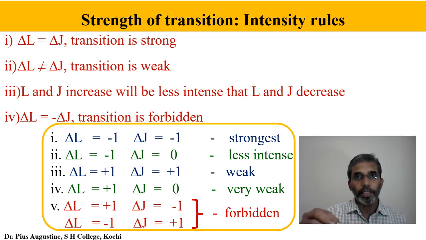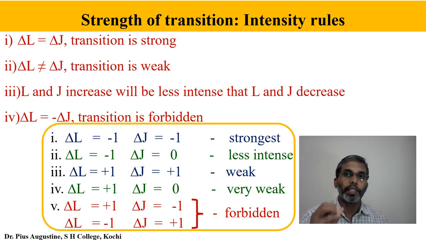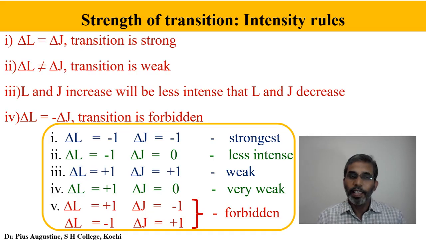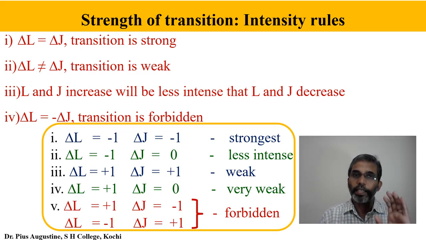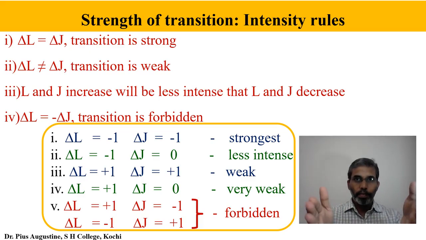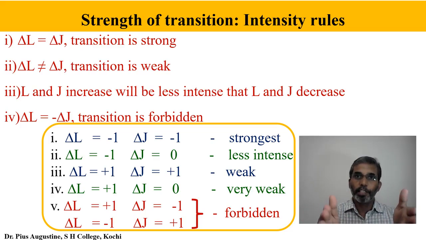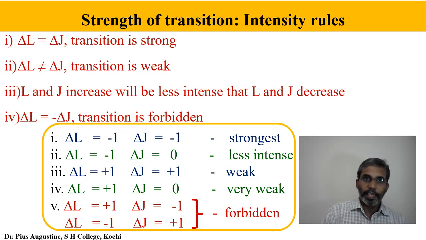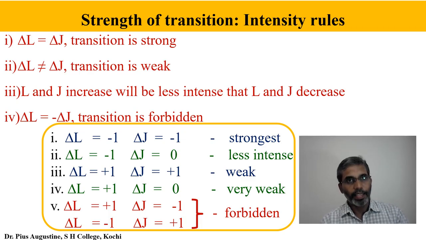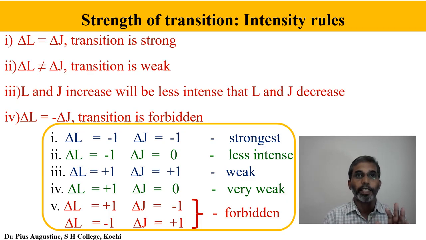That is, transitions for which L and J change in the same manner are comparatively stronger than those for which they are not changing in the same manner. If delta L is not equal to delta J, the transition will be weak, right? Another rule is that transitions for which L and J increase, that is L to L plus 1, J to J plus 1, are less intense than those for which L and J decrease, that is L to L minus 1, J to J minus 1, etc. And the last one is the transition for which the changes in L and J are equal but opposite, that is delta L is equal to minus delta J, which are forbidden transitions.